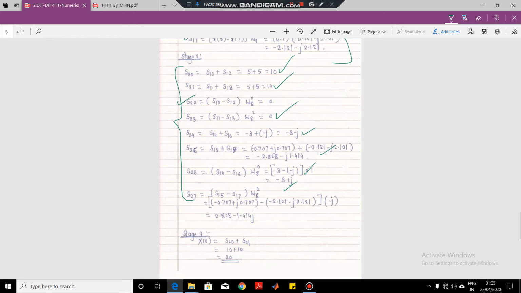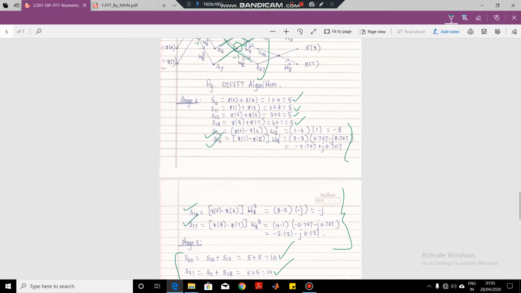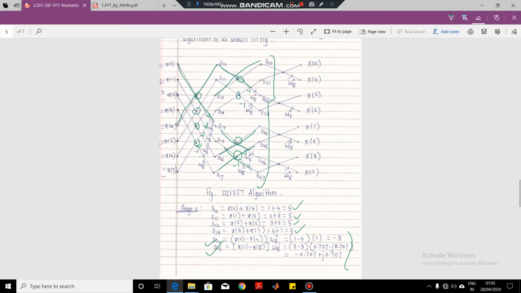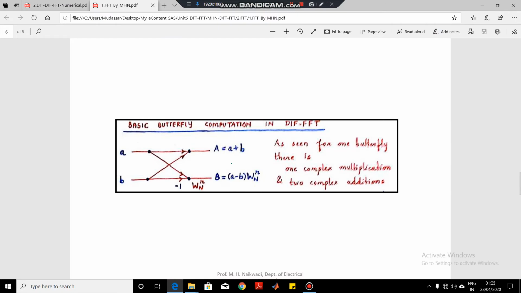Now finally we have to combine the second stage outputs in order to get the final output. The final output is just a 2-point butterfly. This is my first butterfly, second, third and fourth, and before each twiddle factor I have to write -1, because this is the decimation in frequency FFT. This is the basic butterfly structure. Before the twiddle factor we have to write -1.